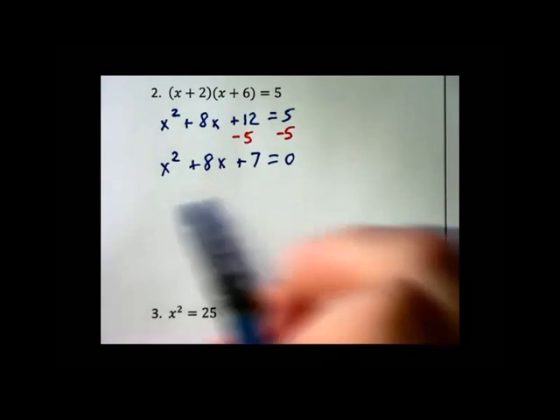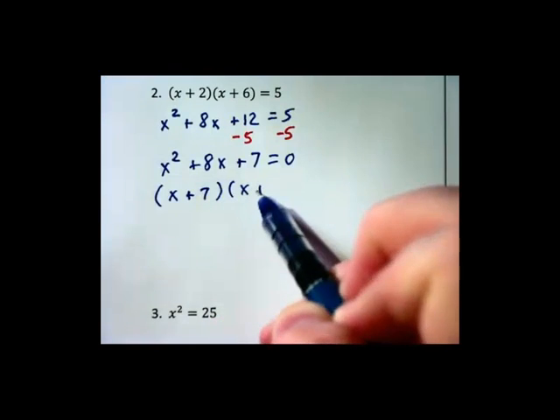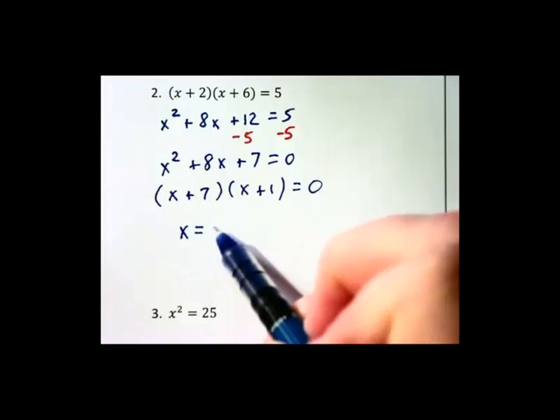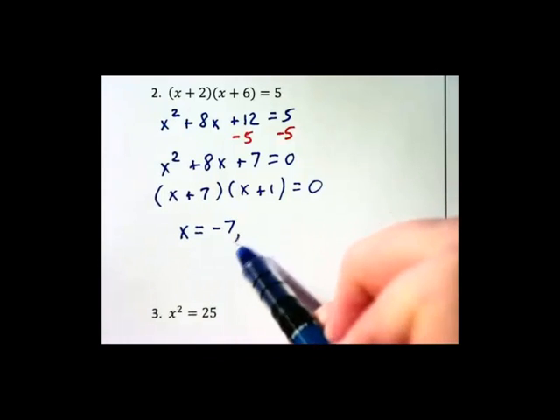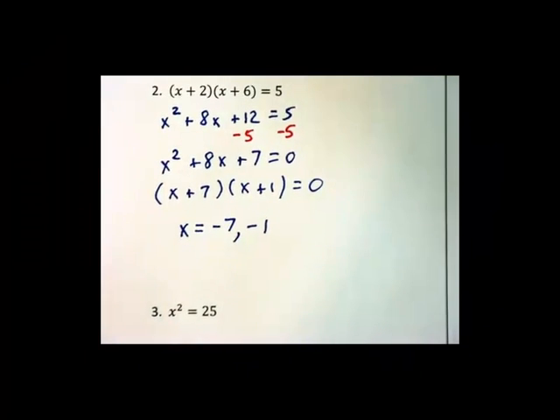Now that it's set equal to 0, we can factor it, x plus 7 times x plus 1, and then change the sign within the parentheses to get our two answers of negative 7 and negative 1, both of which can be checked by substituting it back into the original equation.